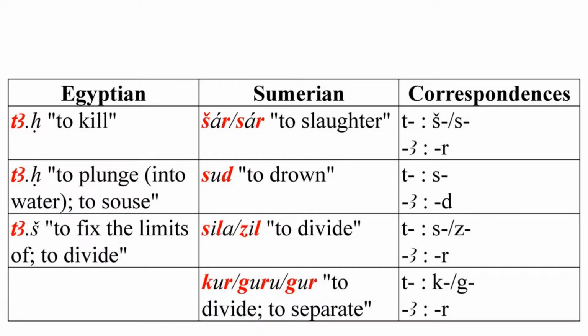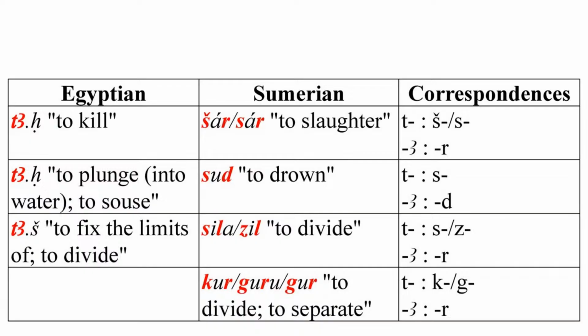was sud, to drown. So remember what we said earlier, the D's and R's often interchange and correspond internally within Sumerian, right? So teresh, to fix the limits, to divide, which would be sila or zil, to divide in Sumerian, but also kur, gur, guru, and gur, to divide, to separate.